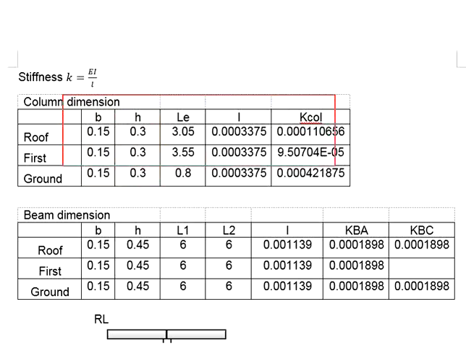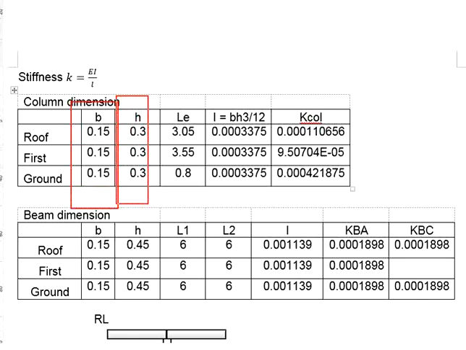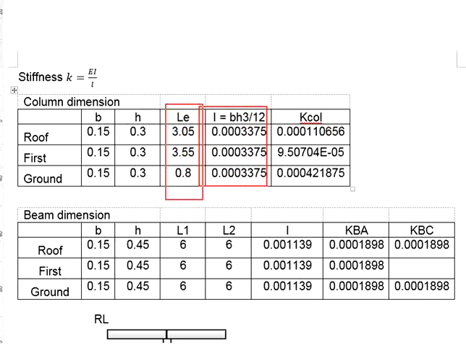Coming back to this case here, the bending is in the major axis, then the H will be 0.3 meters. Calculate the moment of inertia, which is B times H to the power of 3 divided by 12. Having the I obtained, we are looking into the effective length of the column.